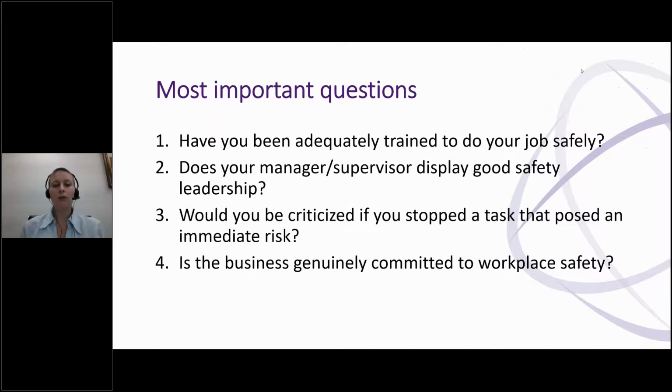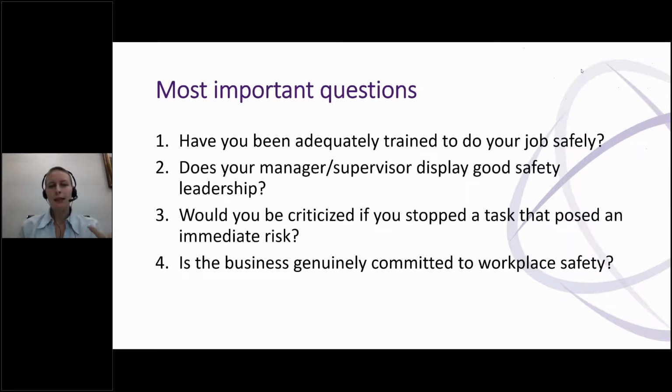The next one is, does your manager or supervisor display good safety leadership? I love this question because people will answer yes. And so when we're doing one-on-one interviews, this is a good example of where interviews are great. They say yes, and we go, well, what is it that they do that shows you they care about your safety? And people will go, oh, well, they always make sure that I'm wearing my PPE or that I'm doing jobs correctly.